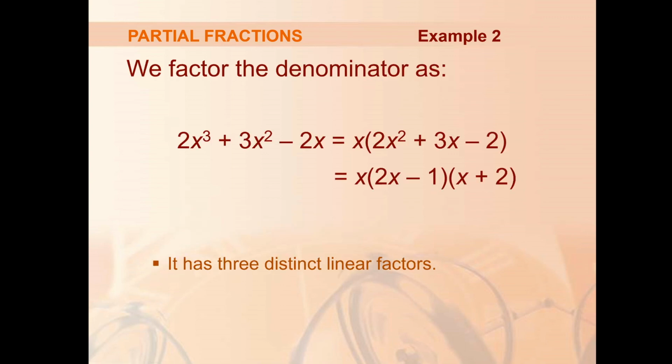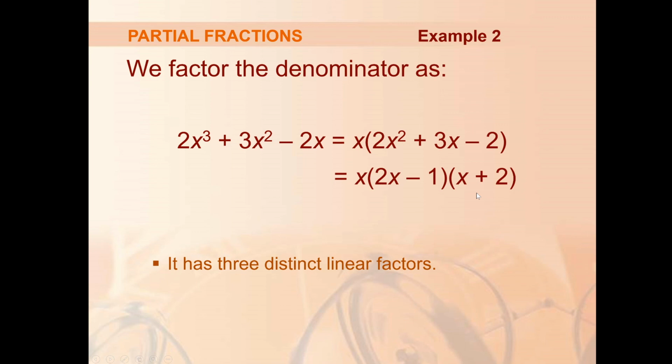So we don't divide it. Instead, we just want to find the factors of the denominator. So try to take out the greatest common factor and factor the trinomial. So we do have x times 2x minus 1 times x plus 2. So this one has 3 different linear factors.